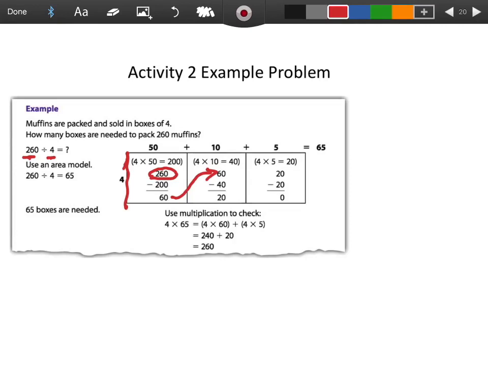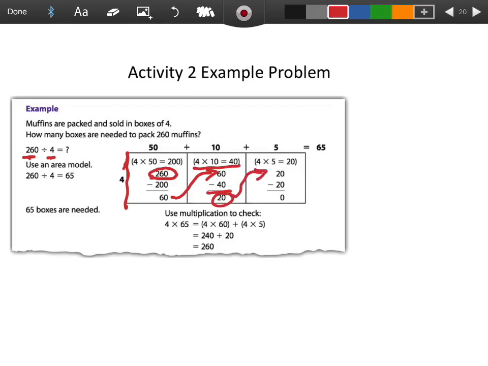So I'm putting them into groups of 4 again. Can I make 5 groups of 4? Yeah, I can. That's 20. Can I make something bigger than that? Yeah, I can. Let's pack 10 boxes. 10 boxes of 4 muffins is 40. So I'm going to pack those 10 boxes and take that away from my 60 that I had. That leaves me with 20 left to pack, and I'm going to move it up here.